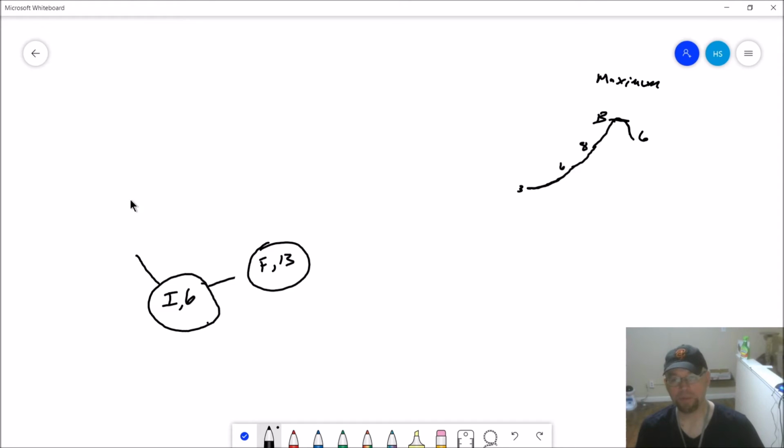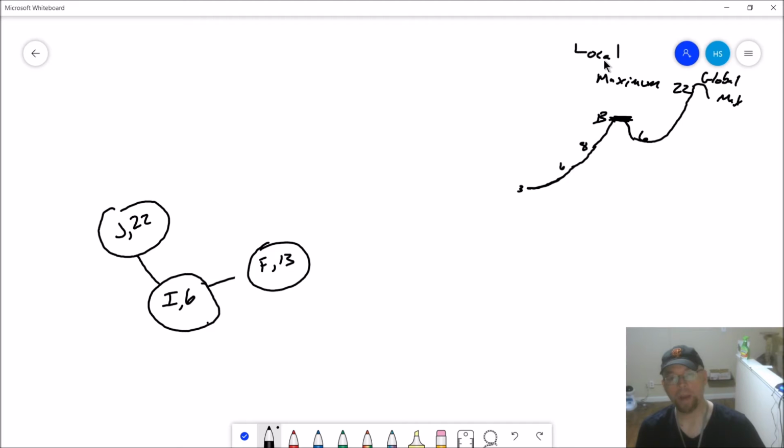Because we could go back where we're coming from. But let's say that there was another node with state J, and that one was worth 22. Well, guess what? We didn't find that one. That's the problem. Let's say that no other node anywhere else that could be generated was worth more than 22. Well, this is a global maximum, and this right here, that was worth 13, is a local maximum.